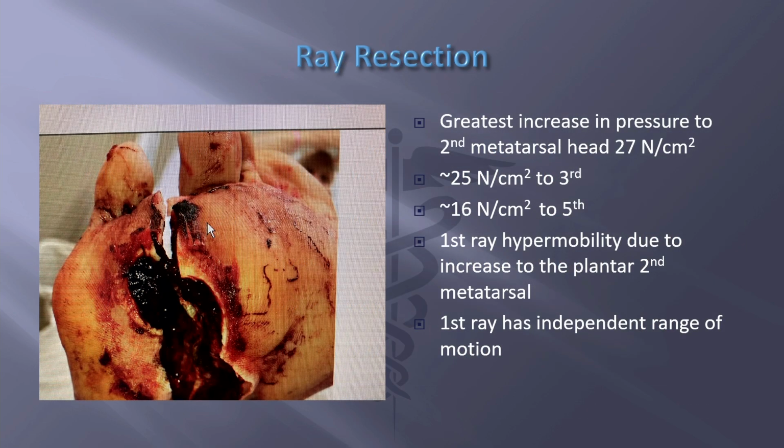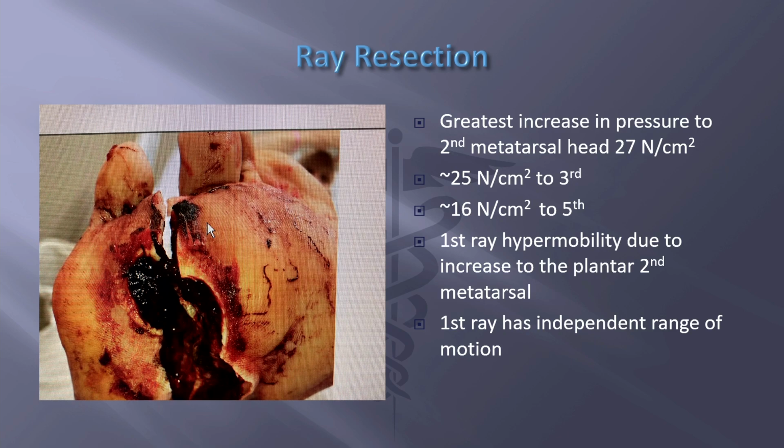And then obviously, you do a ray resection. So we go in and we take out the ray, and treat this post-surgical wound with a wound vac and local wound care. But once again, according to that little diagram we saw, the greatest increase of pressure with removal of this ray is to the second metatarsal head, which increases to about 27 newtons per centimeter, and that's sort of the average pressures.